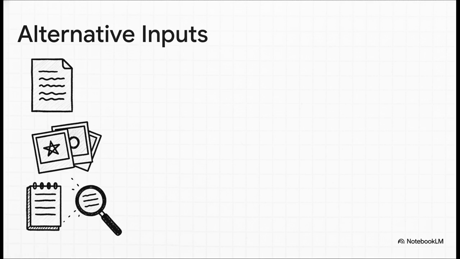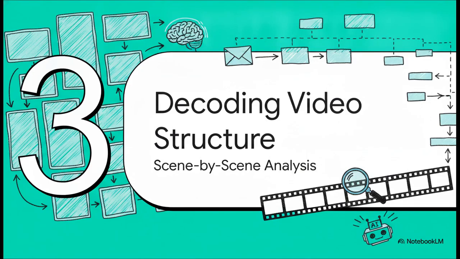As a last resort, you can write out a really thorough summary of what happens. Just remember, the more granular and precise your input, the much better your final reverse engineered output is going to be. Okay, moving on to part 3, decoding the video structure, where we get into scene-by-scene analysis.